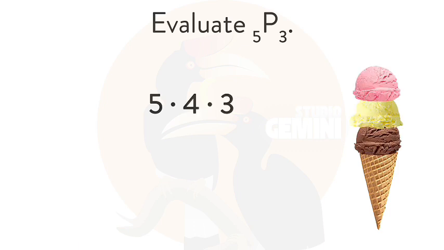We can use the counting principle to figure out the total number of different ice cream cones by multiplying. 5 times 4 times 3 equals 60. So 5P3 equals 60. That's a lot of cones.